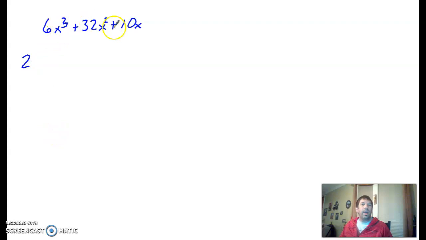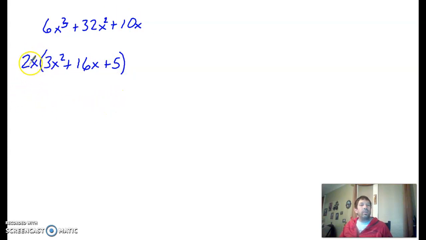And then they all have an x as well. X cubed, x squared, x. So I'm also going to take out an x. Okay. So if I want to end up with a 6x cubed, 6 divided by 2, that's 3. And if I take an x out of x cubed, I'm still left with x squared. 32 divided by 2 is 16. And if I take an x out of x squared, I still have an x. And then 10 divided by 2 is 5. And if I take an x out of 10x, there are no more x's on that.